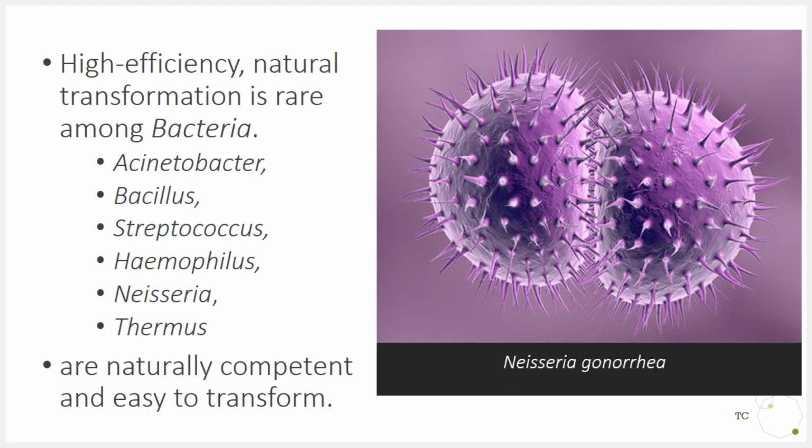High efficiency natural transformation is very rare among bacteria. For example, Acinetobacter, Bacillus, Streptococcus, Haemophilus, Neisseria, and Thermus are naturally competent, and they are very easy to transform. This is known as natural competence, and it provides a nutritional advantage, as free DNA is very rich in carbon, in nitrogen, and in phosphorus.